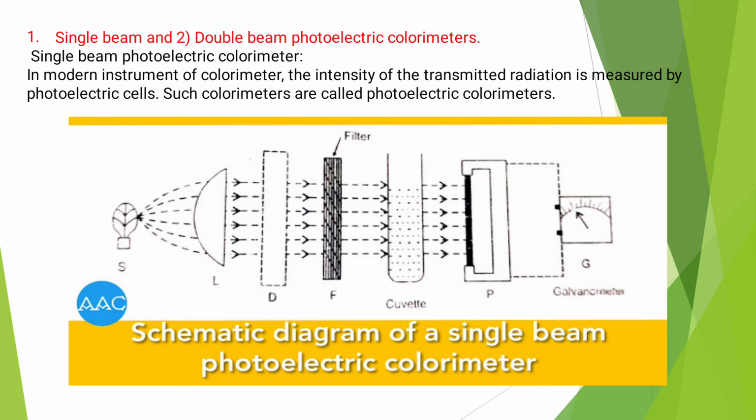This is the source of UV radiation. It is the tungsten lamp. This is the lenses, collimating lenses. And this is the emerging beam from the source, and it falls on the lenses. And this is the adjustable diaphragm for the beam. This is the colored glass filter which absorbs the other types of radiation and allows only one single type of monochromatic radiation. This is the cuvette which holds the sample, and this P is the photovoltaic cell.